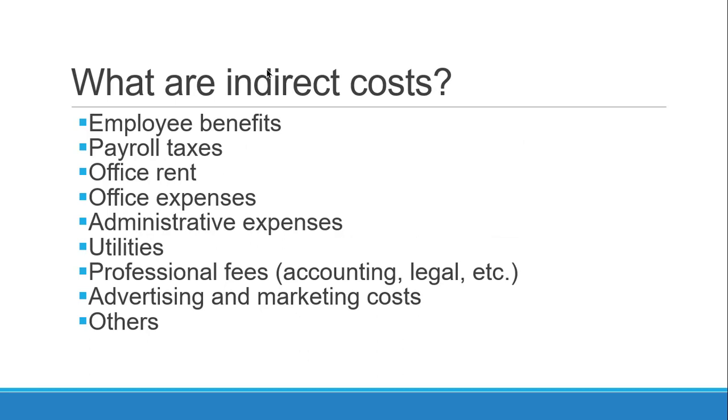What are indirect costs? Indirect costs include things such as employee benefits, payroll taxes, office rent, office expenses, administrative expenses, utilities, professional fees, accounting, legal, etc., advertising and marketing costs, and others. These costs are costs your company incurs to do work and to support the work that you are doing for PennDOT and other clients.